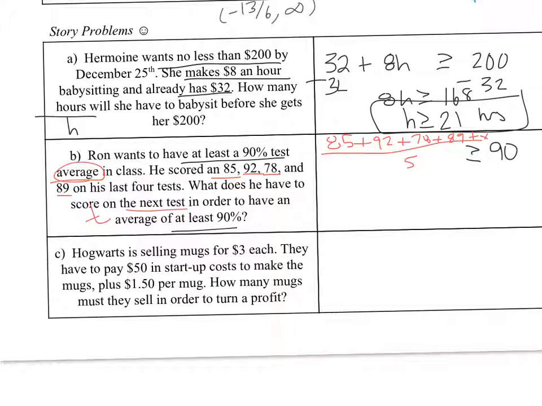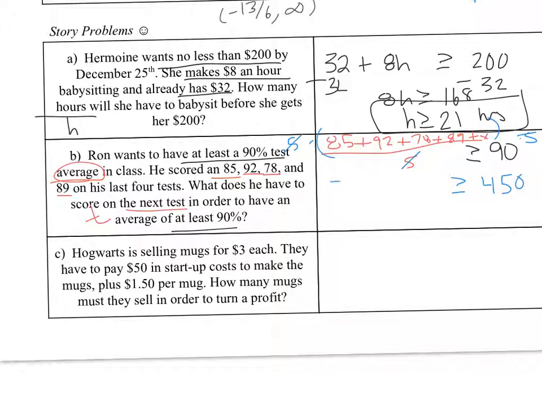So to solve this, I'm going to multiply both sides by 5. And these 5s are going to cancel out. So over here is going to be 450 because that's 90 times 5. And then I'm going to add up these 4 numbers. So when I add up 85 plus 92 plus 78 plus 89, I get 344.